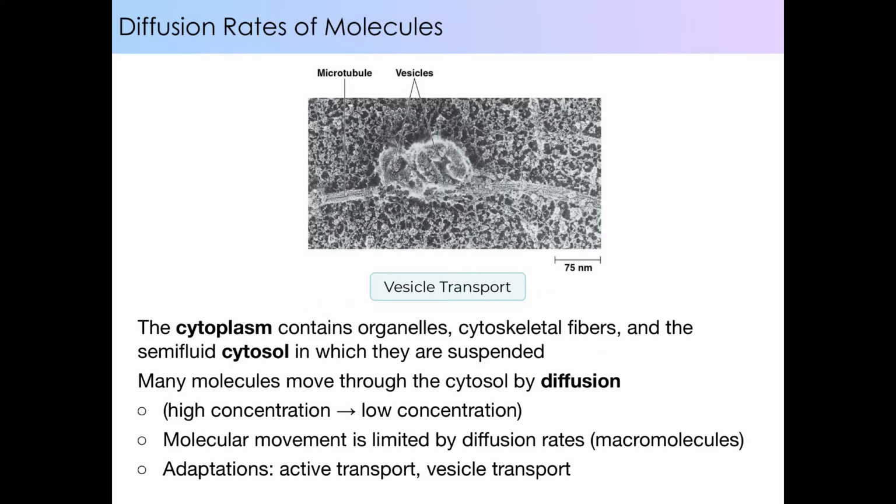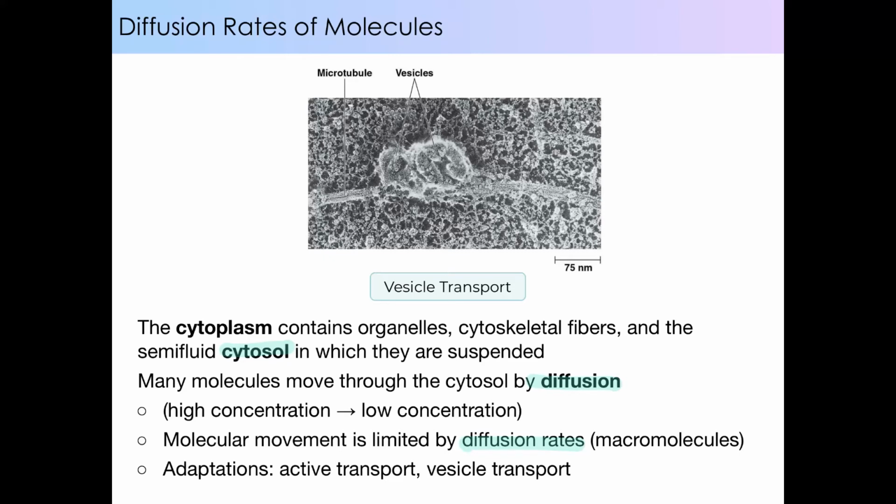In addition to being limited by the need to maintain an adequate surface area to volume ratio, cell size is also limited by the rate at which molecules move in the cytoplasm. And the liquid component of the cytoplasm, which is known as the cytosol, is not like water. It's actually more viscous, like honey. So this further limits the movement of molecules. Now, many molecules move through the cytosol by diffusion. So that is, as you know, from an area of high concentration to an area of low concentration. And diffusion rates are affected by the size of a molecule. So larger molecules, macromolecules like proteins, are going to move more slowly.